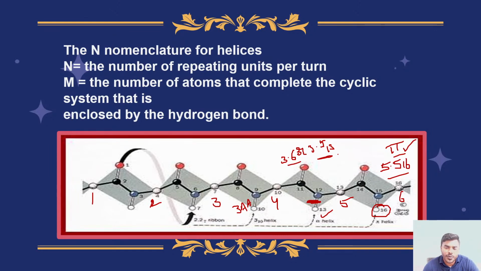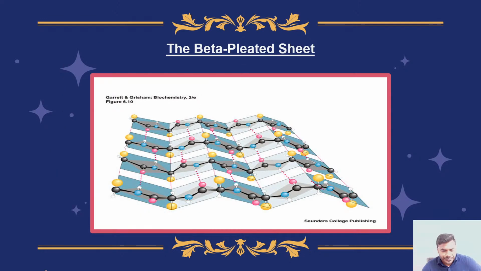3.5 or 3.6 with 13 atoms is the alpha helix. 310 helix, 3 amino acids, 10 atoms. 2.27 ribbon, 2.2 amino acids with 7 atoms. So you should not think that there is only one type of helix, that is alpha helix. There are many other types of helix that can exist in the secondary structure of a protein. That is the statement I want you people to remember.